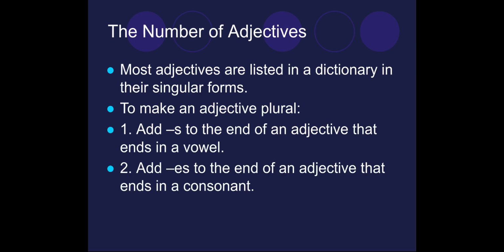If I just see an adjective on a vocabulary list or in a dictionary, it's most likely going to be listed in the masculine singular form. So I need to know how to make it plural. It's the same rules as I would use to make a noun plural. If I make an adjective plural, I look at the last letter in the word, and if it's a vowel, I'm going to add S to the end of the adjective to make it plural. If the last letter of the adjective is a consonant, then I'm going to add es to make it plural.